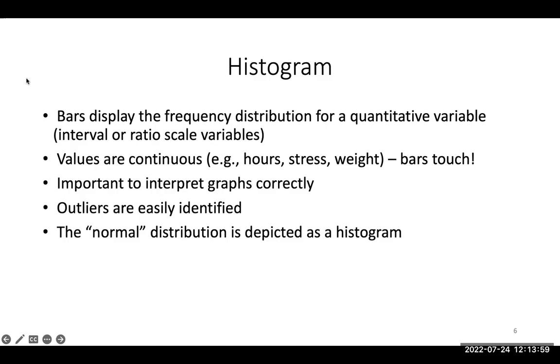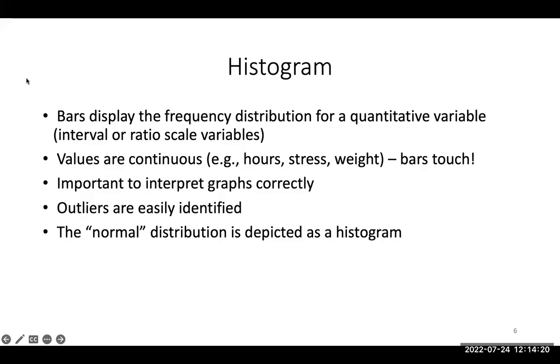For histograms, we are only using it for quantitative variables. So that would be interval or ratio scaled variables. The values of a histogram are continuous. For example, time, maybe weight, things like that. The bars touch, even temperature. So it's important that you interpret these graphs correctly.